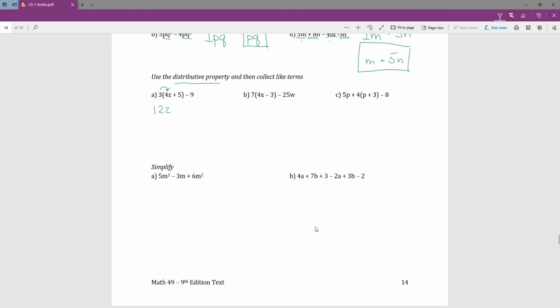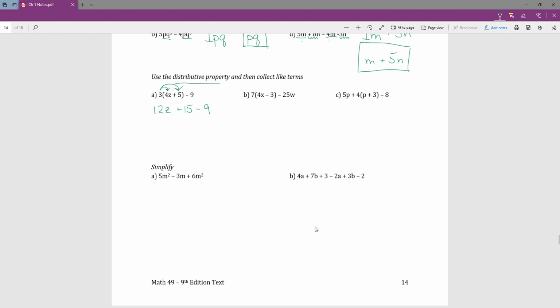Or 3 times 4 times z. I simplify it to 12z. And then 3 times 5, so that'd be a plus 15. And then I'm rewriting this equivalent expression. I don't want to drop anything, so I just recopied the minus 9 out there. So now that I have it like this, I can take a look at the like terms.